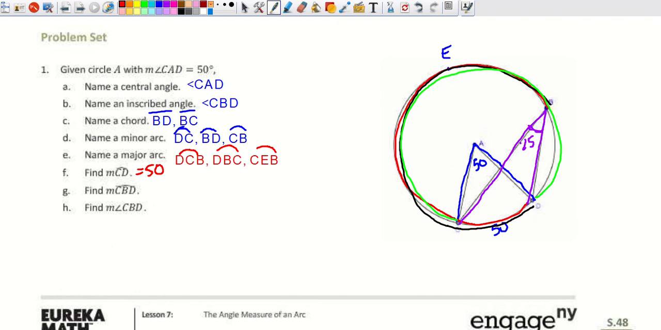CBD, right? C through B to D is essentially 360, and then we're taking away the 50-degree arc. So this is 310, and that's arc CBD. Angle CBD, remember, is the inscribed angle there, so that is 25 degrees. Okay.